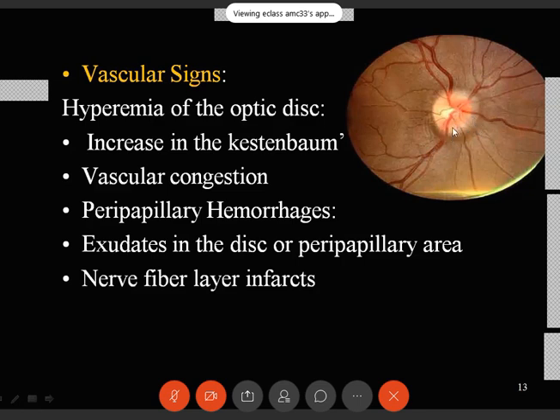Small peripapillary hemorrhages are present. Exudates are present on the disc and in the peripapillary area. Nerve fiber layer infarcts are present in advanced, chronic papilledema. So there is increased hyperemia of the disc, increased number of vessels, and vascular congestion. Peripapillary hemorrhages, exudates, and nerve fiber layer infarcts are present. These are the vascular signs of the hyperemic disc in papilledema.